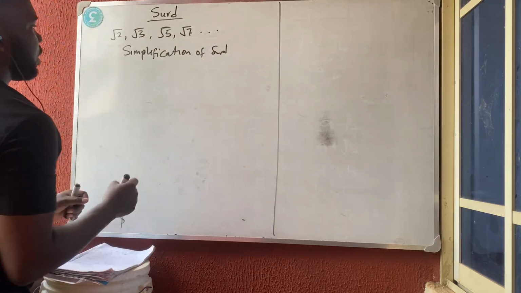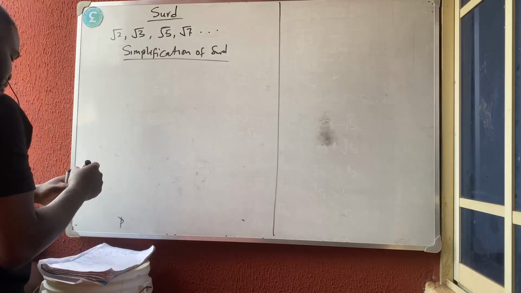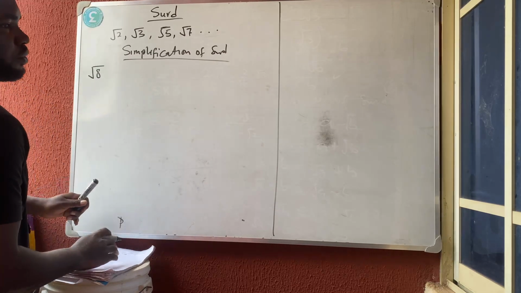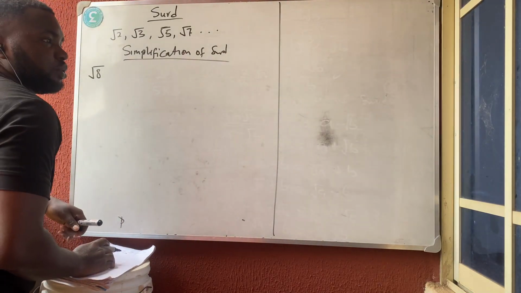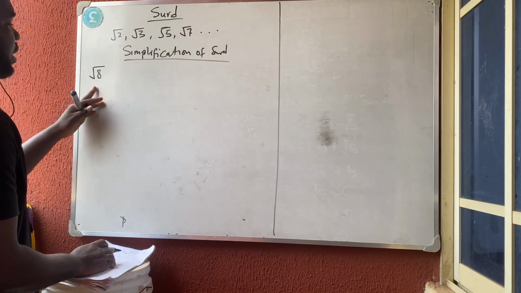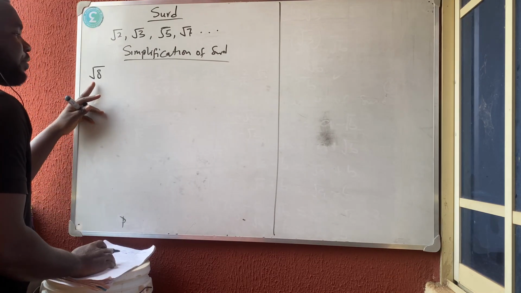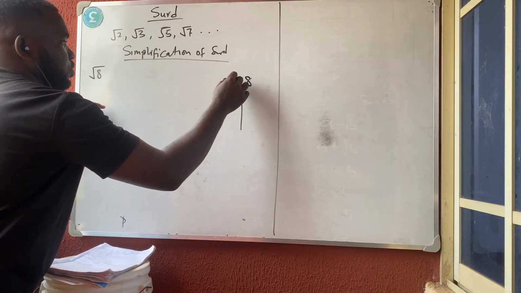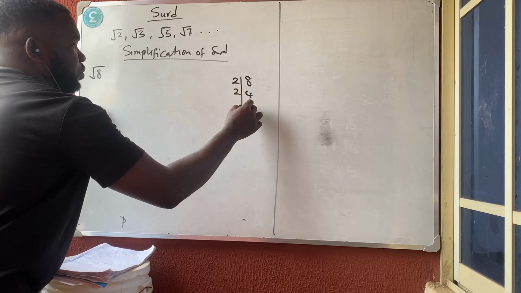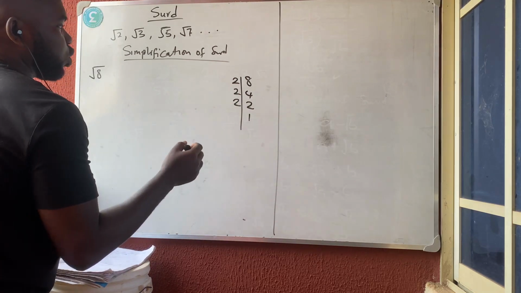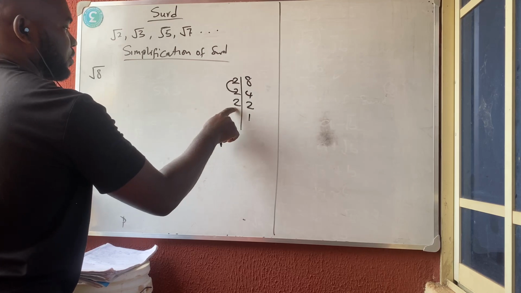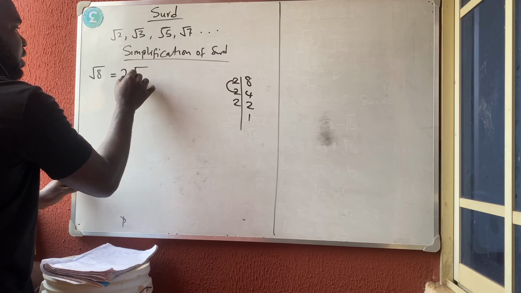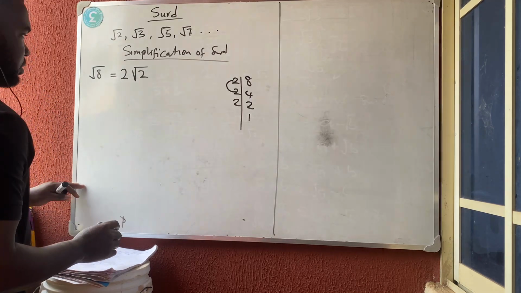Now, how do we simplify surds? Let me give you an example. If I have root 8, how do you simplify root 8? When you were in secondary school, they would tell you to think of a perfect square that you can get from this root 8. Here, you don't have to think about it, just do it this way. 2 divide 4, 2 divide 2, 2 divide 1. Anyone that is double stays outside. If you are single, stay inside. So 2 is double, I'm putting that outside. Then the remaining 2 that is single stays inside, and that is your answer.